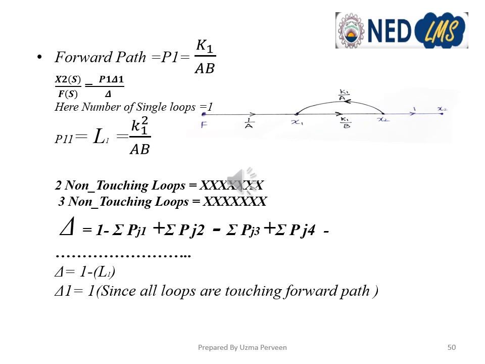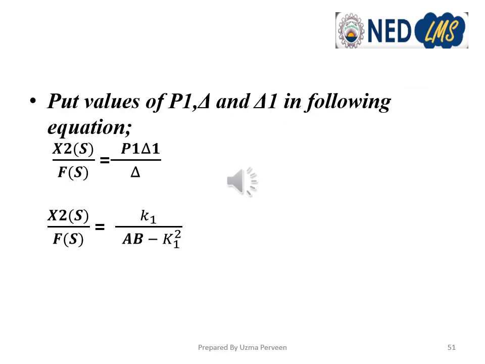Here we can see easily that we have a single loop, that is L1 equals to K1 square upon AB. There is no combination of two non-touching or three non-touching loops. Then we have the formula for del. We'll put the value of 1 minus L1 as we have only a single loop, and the value of del 1 is 1 because the only loop is touching forward path 1. So we have calculated all the required values. Now we'll put the values of P1, del 1 and del, and we'll see that the transfer function, the output x2 upon f input, will be equal to K1 upon AB minus K1 square.